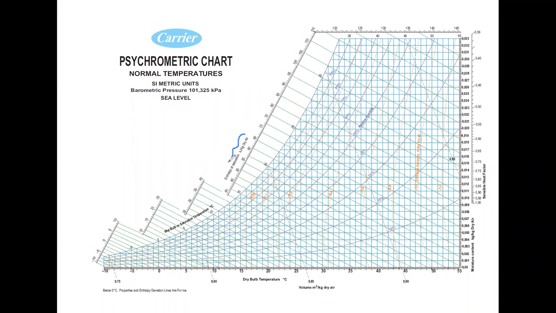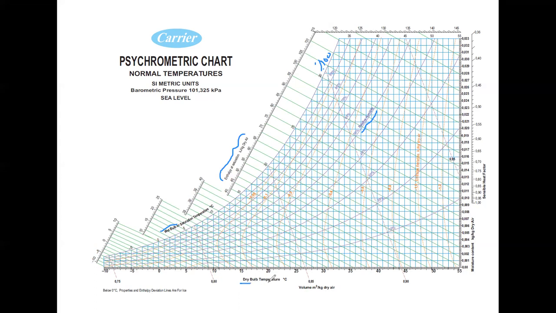Up here, we have something called enthalpy, a saturation. The unit is kilojoule per kilogram dry air. On the curves, we have wet bulb or saturation temperature. And saturation means that we are having 100% relative humidity, this last line. These purple lines are relative humidity, and this last line is 100% relative humidity.